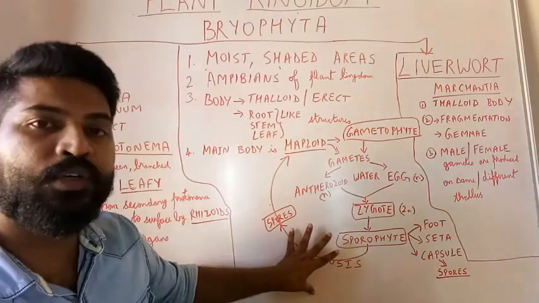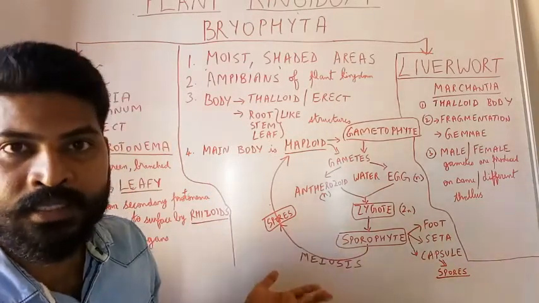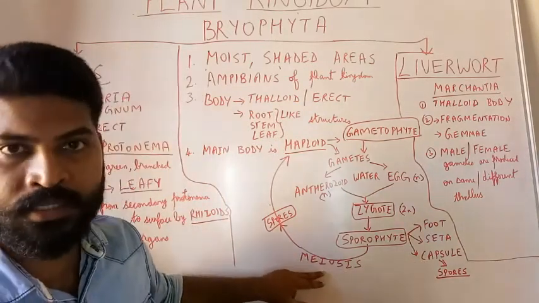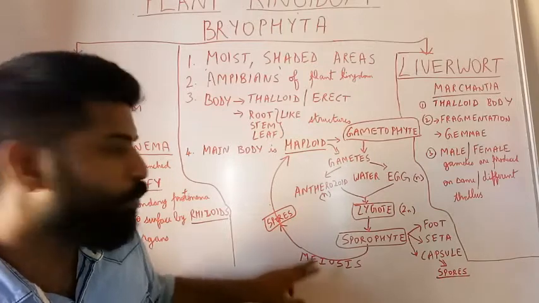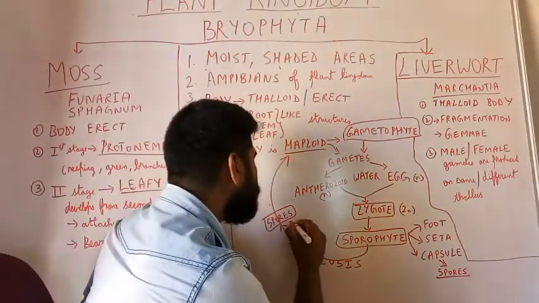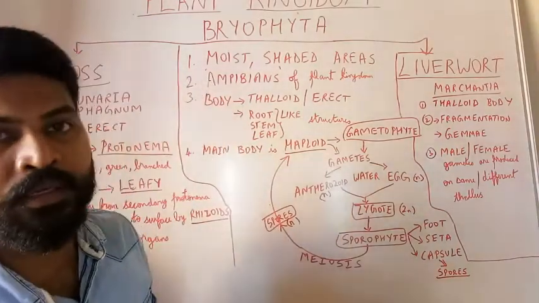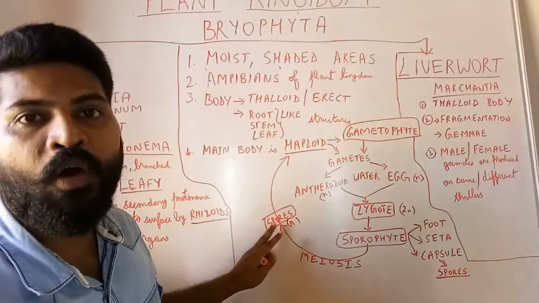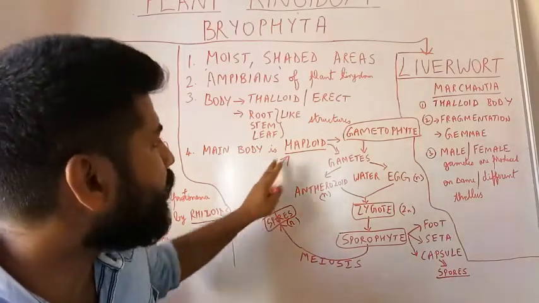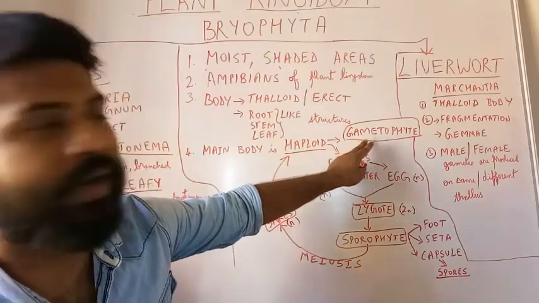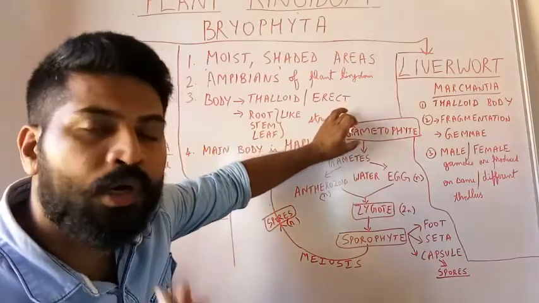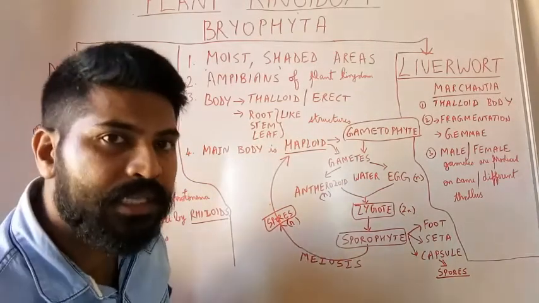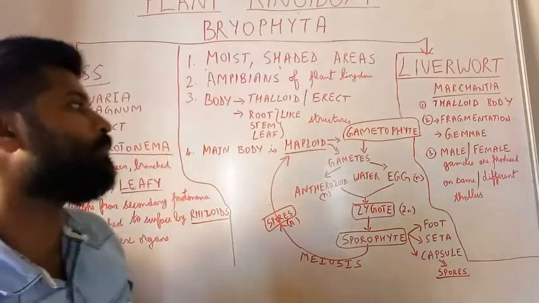When the sporophyte grows to a particular size, the cells of the capsule undergo meiosis, that is reductional division, producing haploid spores, again half in chromosomal number. These spores fall onto the soil or onto the substratum and germinate to produce the gametophyte. So the main plant body that we see is a gametophyte. The sporophyte, which is diploid, is seen for a short period of time.